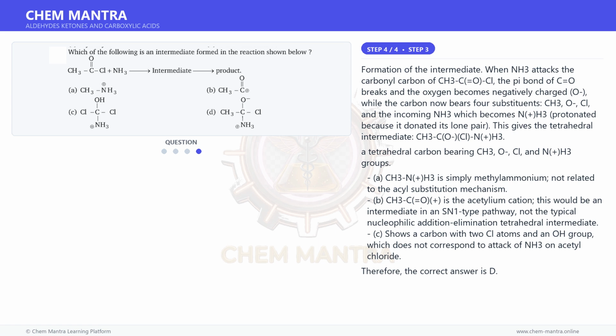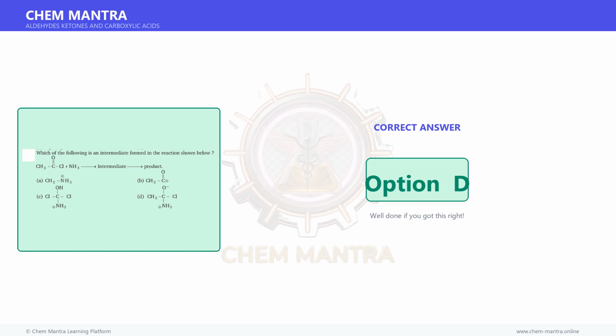D shows a carbon with 2 Cl atoms and an OH group, which does not correspond to attack of NH3 on acetyl chloride. Therefore, the correct answer is option A.